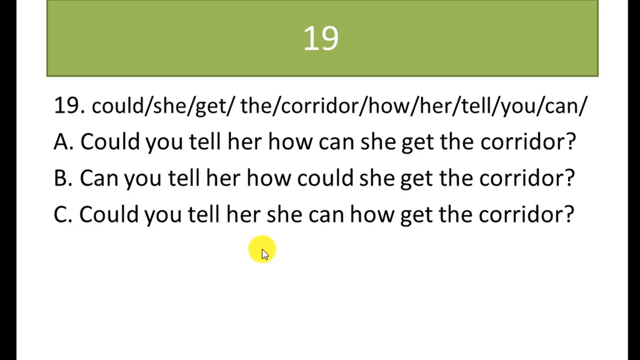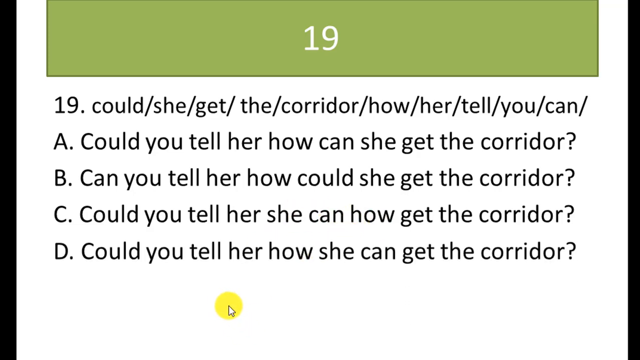"Could you tell her she can how get the corridor?" Sorry, look at the structure. "She can how." "Could you tell her how she can get the corridor?" Interesting, the last one here. This is the main yes or no question, or modal question, but the second structure of the question is in the form of a statement: how she can get the corridor.